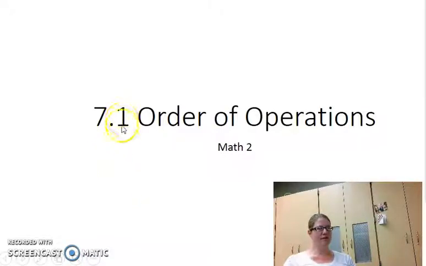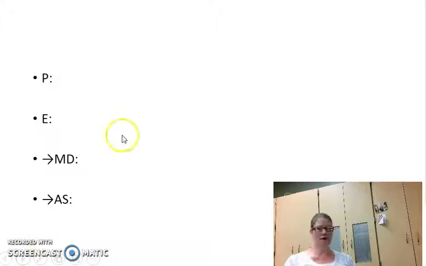All right, so now we're in 7.1, order of operations. Really, order of operations is just the rules that we use in mathematics to make sure that we all get the same result when we are evaluating an equation or an expression. So there is a set order, basically rules that have been set out so that when we evaluate something, we're all on the same page.